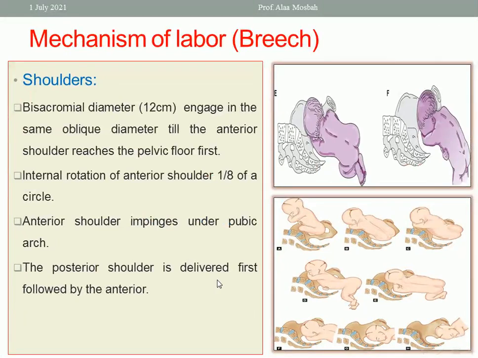What about the shoulder? The shoulder has the bisacromial diameter, which is 12 centimeters. Descent also, as you see in the picture, is in the same oblique diameter of the pelvis as that of the buttock. Then it reaches the pelvic floor, then rotates one eighth of a circle anterior. The anterior shoulder impinges under the symphysis pubis, as you see here. Then the posterior shoulder is delivered, as you see in this part, then followed by the anterior shoulder.